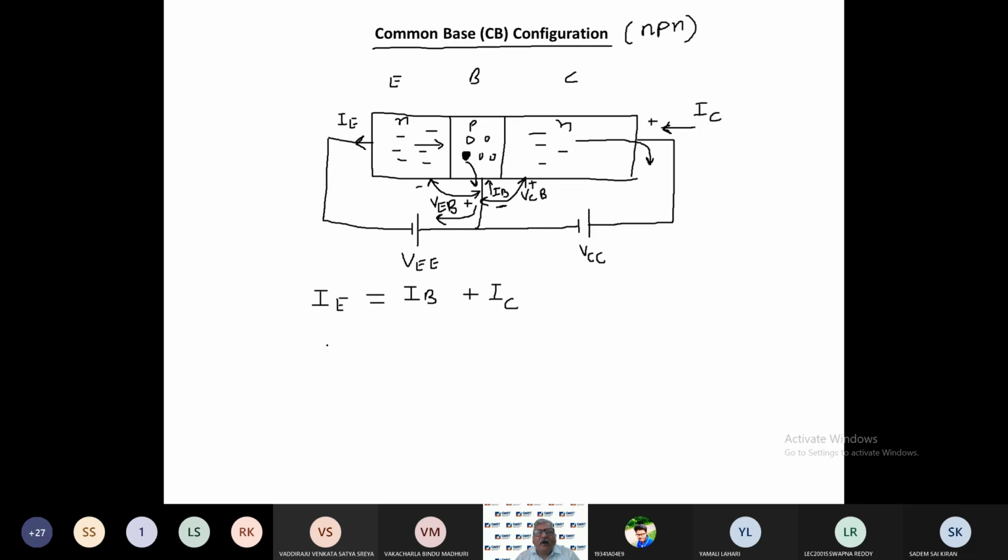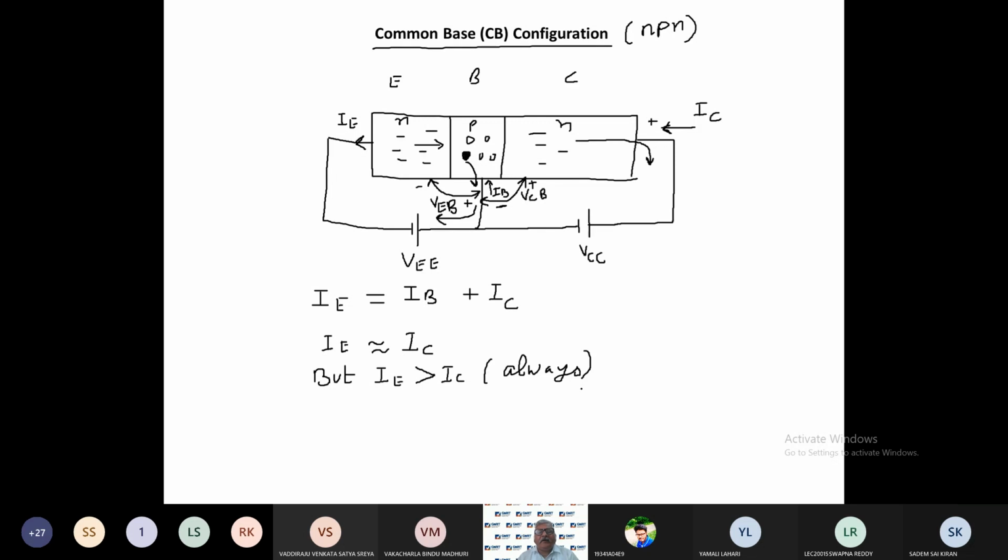Okay, so IE is approximately equal to IC, right? But IE is always greater than IC, right? Always, this is always.